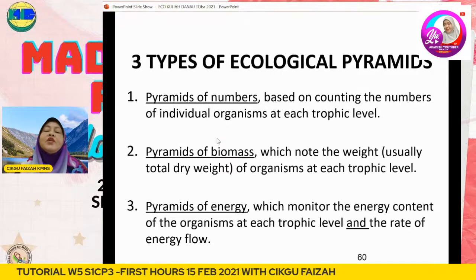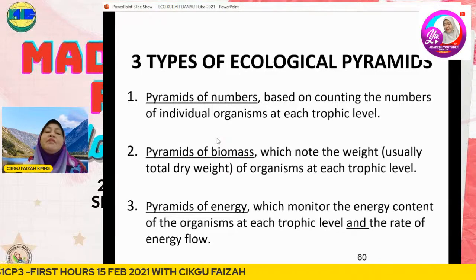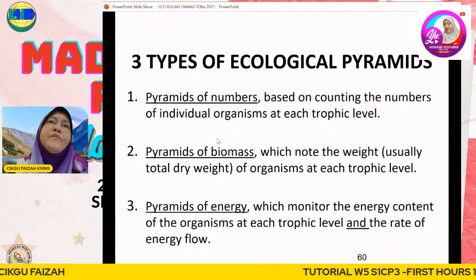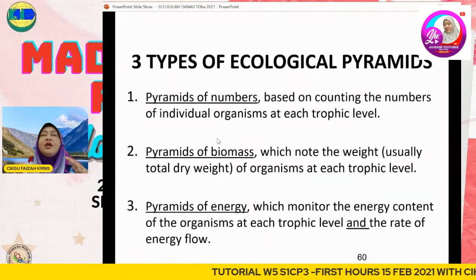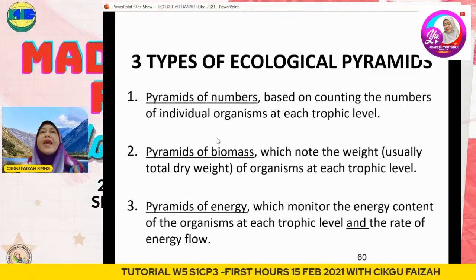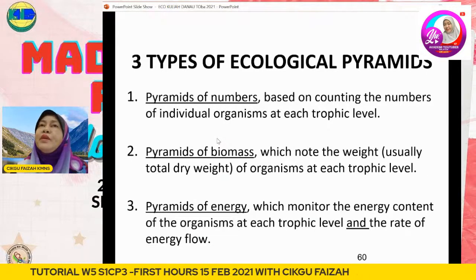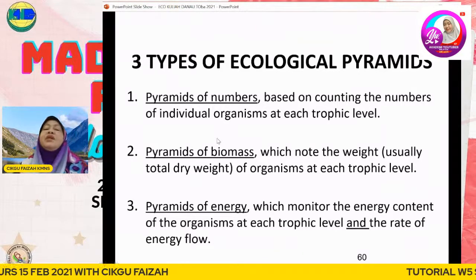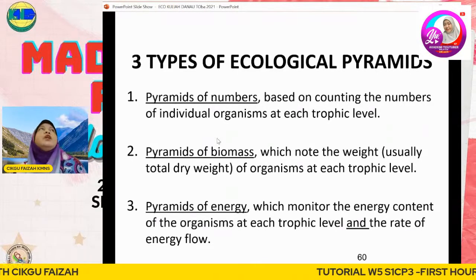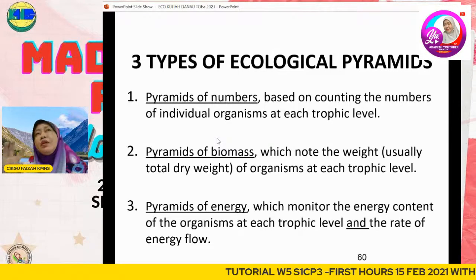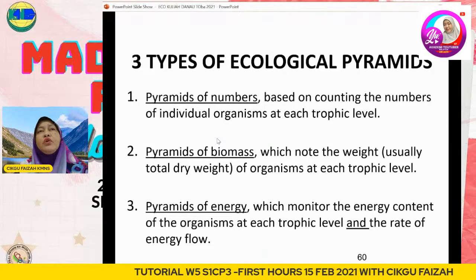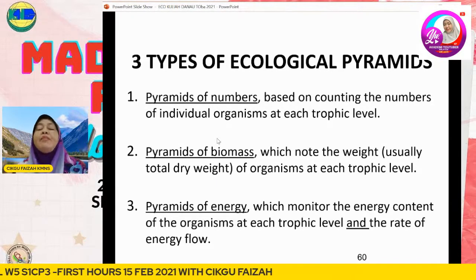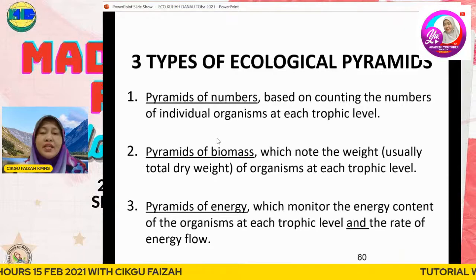When you hear number, you all know. Okay, when you hear the word pyramid, I think you all know from mathematics, a pyramid is like a triangle. Okay, and the pyramid, the Pharaoh's pyramid, is one of the most unique inventions if you look at the structure. But here we are applying this pyramid in ecology study.